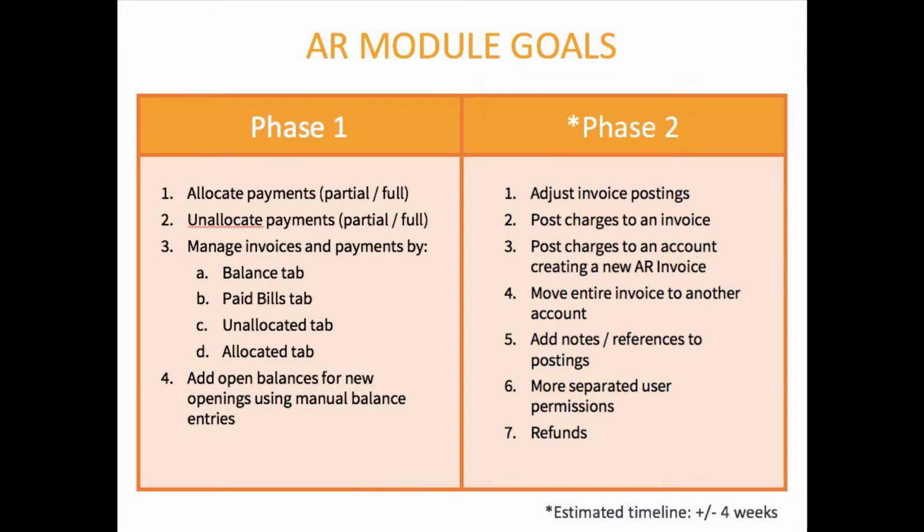Phase 1 is going to focus on the ability to allocate and unallocate payments fully or partially to existing invoices. We have changed the design of accounts receivable, which you will see right now. And we are also able to enter manual balances for opening balances. So if you're going from one software to our software, you'll be able to enter in your old balances in Rover, which will also make sure that it calculates correctly for your reporting purposes.